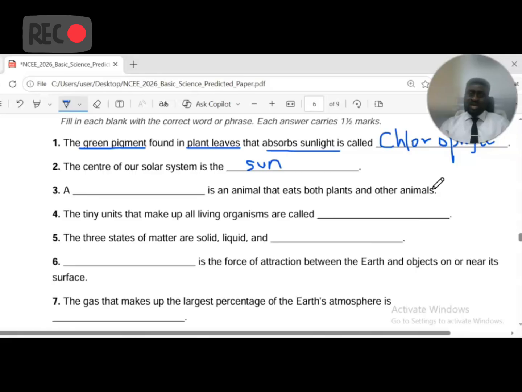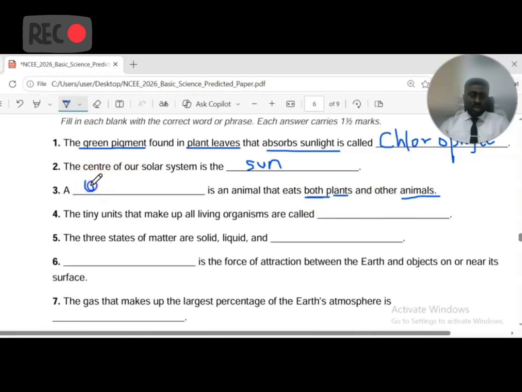We have carnivores that feed only on flesh or meat only. Then we have omnivores that feed both on plant materials and flesh or meat materials. So the question says a dash is an animal that eats both. The reference is both plants and other animals.